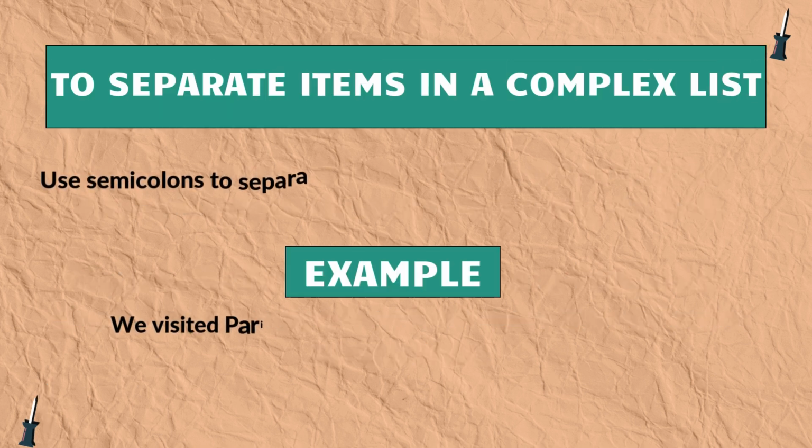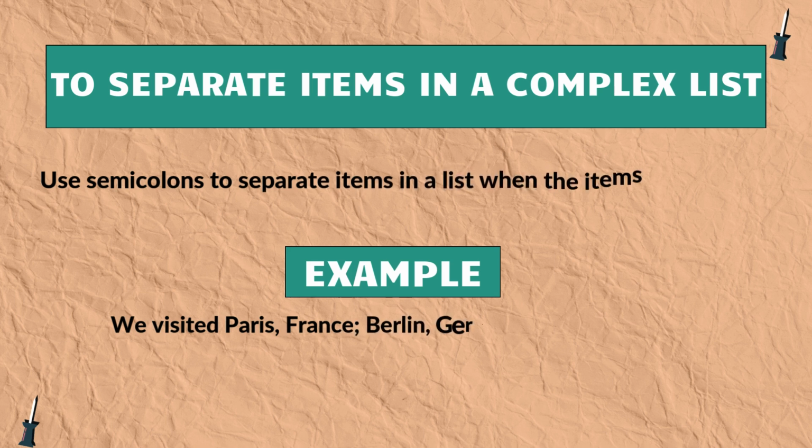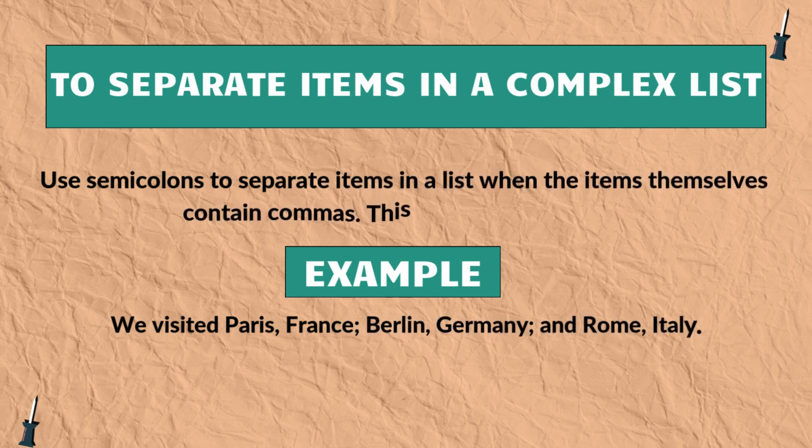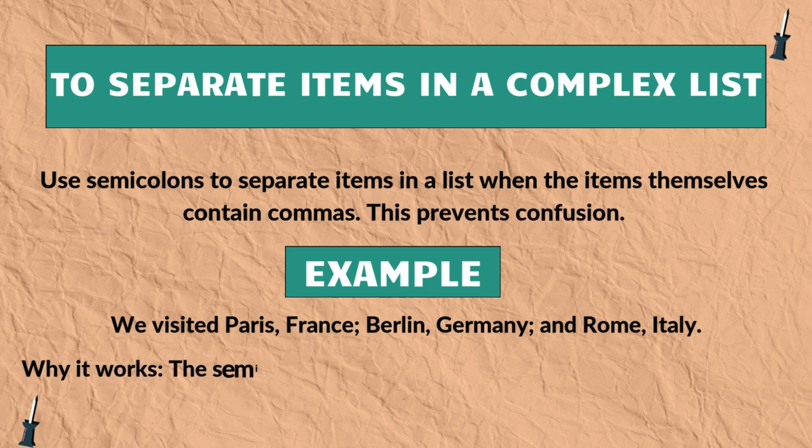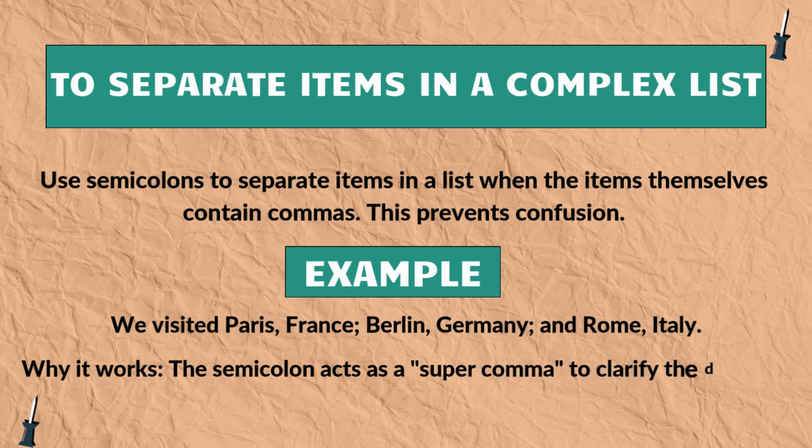The next use of semicolon. We use a semicolon to separate items in a complex list. A semicolon separates items in a list when they contain commas, which removes confusion. For example, "We visited Paris, comma, France, semicolon, Berlin, comma, Germany, semicolon, and Rome, comma, Italy." Why does it work? The semicolon acts as a super comma to clarify the meaning and division between items.